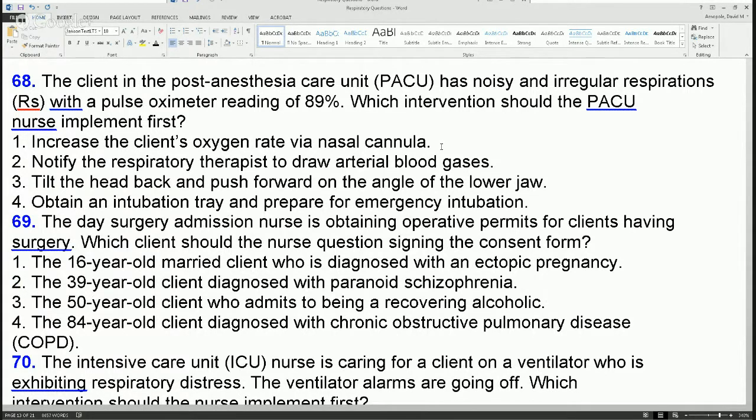The client in the PACU has noisy, irregular respirations with a pulse ox of 89%. What intervention should the PACU nurse implement first? Your computer's still on, Jeff. It hasn't shut off yet. Come on, you can do it. Yeah, if I miss one more, I'm liable to get shut out. Hanging in there, buddy. All right, so they have noisy, irregular respirations. Well, if they have irregular respirations, that's a problem.